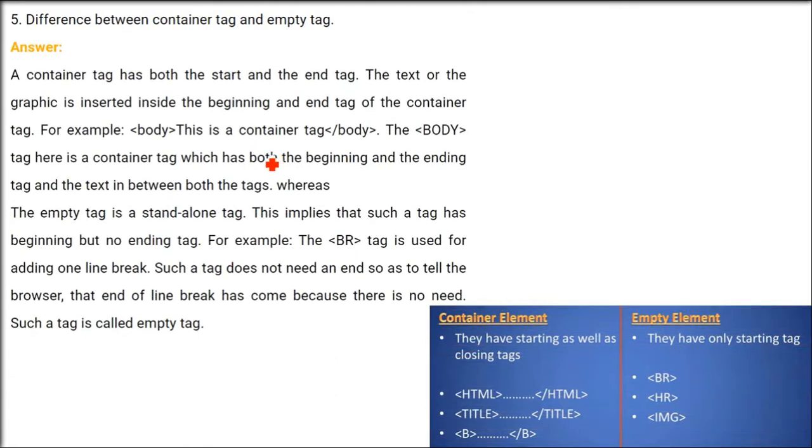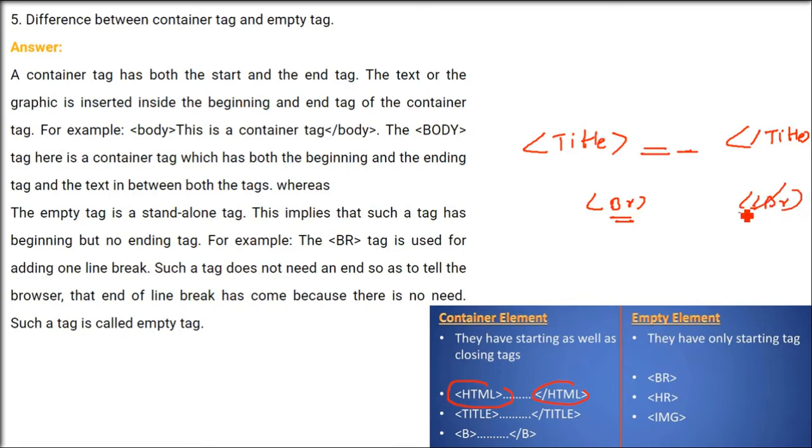Difference between container tag and empty tag. The only difference is that container tag will have initial and culminating, start and end tag. That is, same thing you have to end also. If you start with title, you have to end the title also, with a forward slash. There is only the difference of forward slash in these two different tags. But if you use BR, this is break, you don't have to use the end tag. You don't need any forward slash BR.